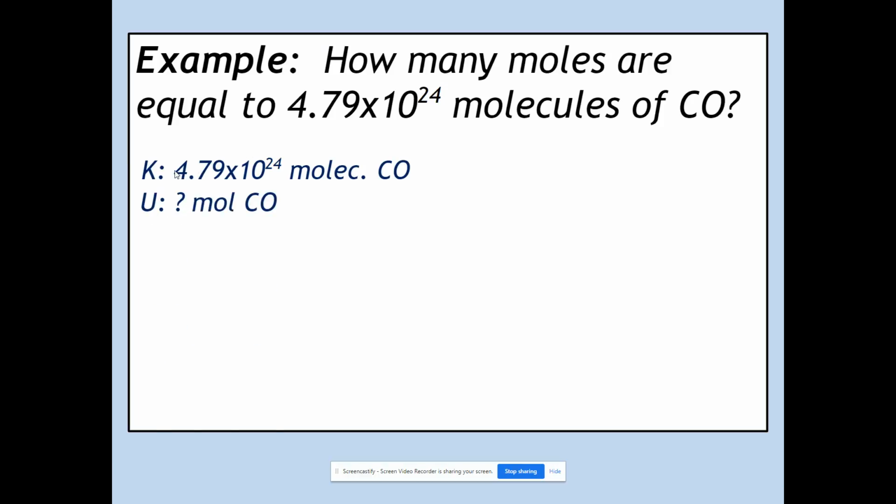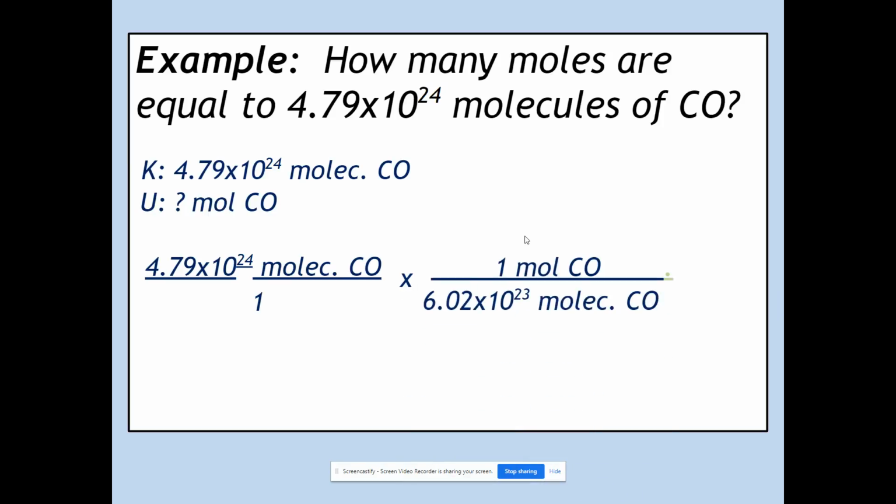So we've got our known is how many molecules we have. We want to go to moles. Our unknown is how many moles of carbon monoxide. Once again, we're going to use Avogadro's number to convert between the two, but we want to make sure that our units are still canceling. So as always, we put our known over the number 1, 4.79 times 10 to the 24th molecules of carbon monoxide. We're actually going to divide this time because we want our units to cancel. We want molecules of carbon monoxide to cancel each other out such that we are left with moles, our desired unit.